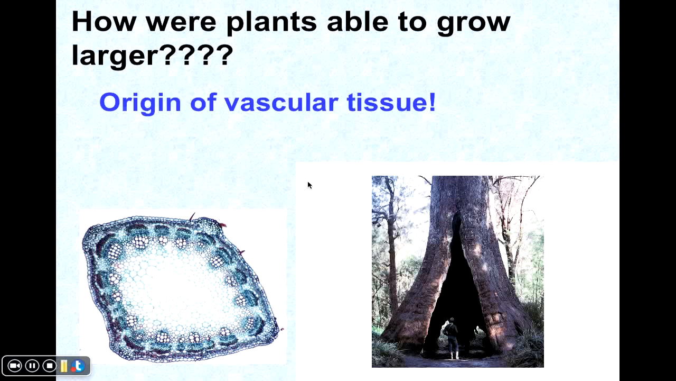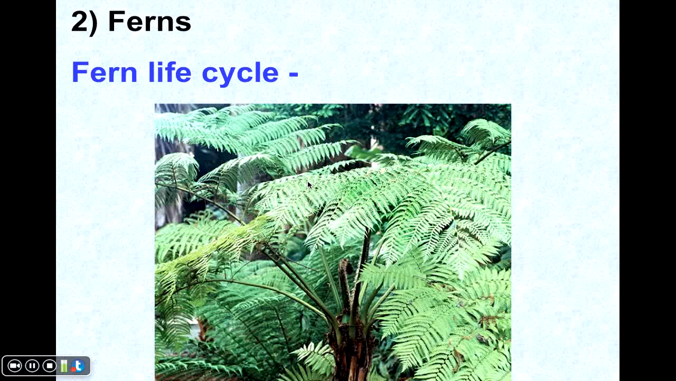So let's look at a few other plants that indeed produce true vascular tissue. Vascular plants are plants that produce xylem and phloem, and these are cells specialized for transporting water and nutrients throughout the plant body. Let's take a look at another major group of plants exemplified by ferns. Ferns are vascular plants, and so these can obviously grow a lot larger than mosses.